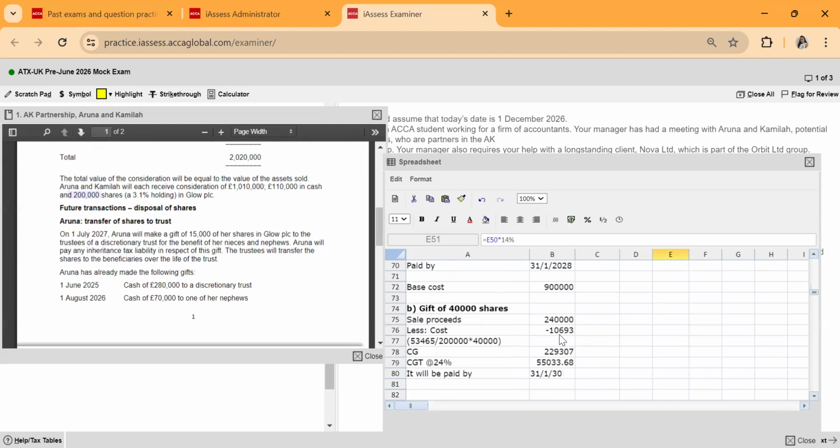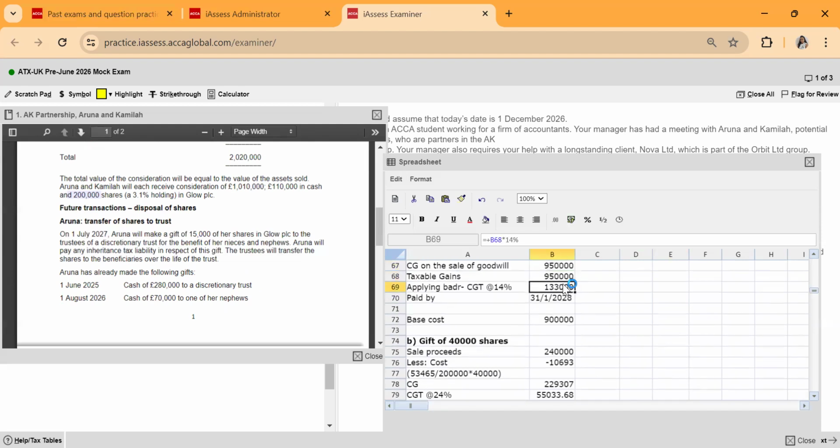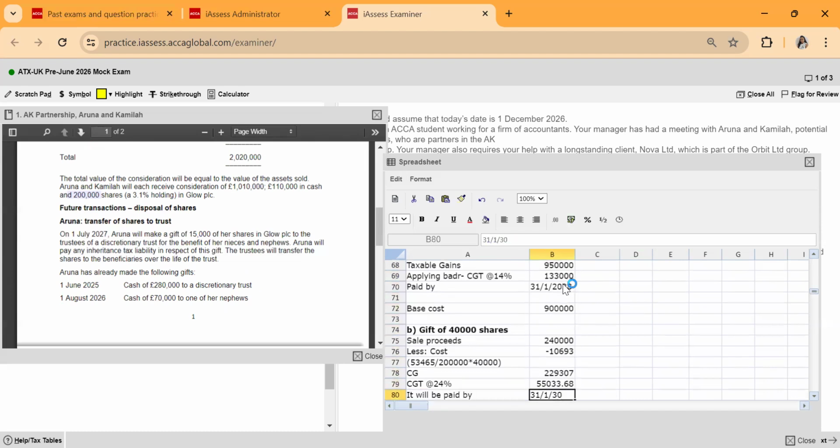And here you can see the base cost is 900,000. So we are paying more taxes now. You can see 133,000. And so nothing will be recovered in the future. Am I clear now? Please tell me, Madhavan. Are you now clear or still not clear?